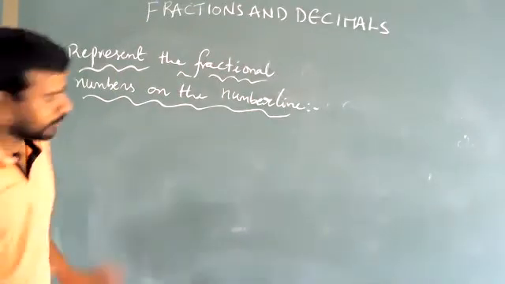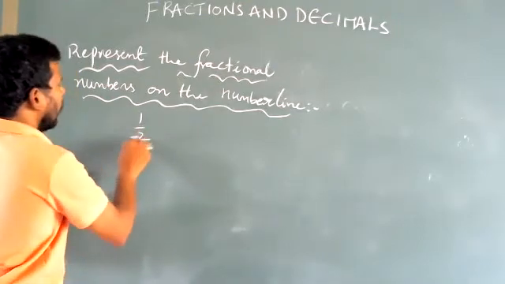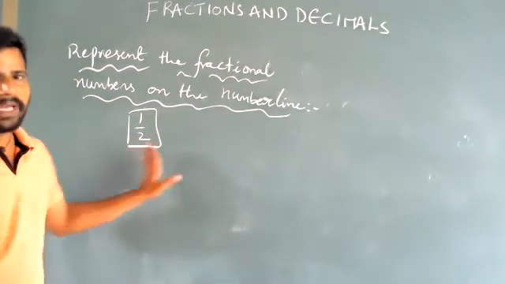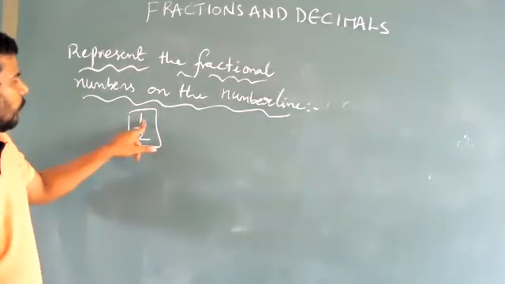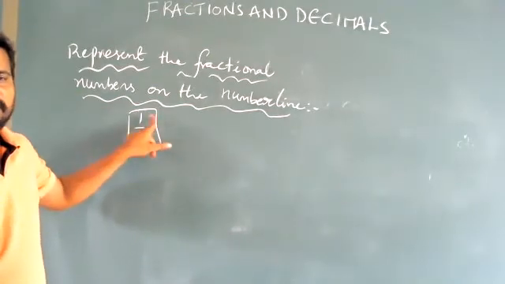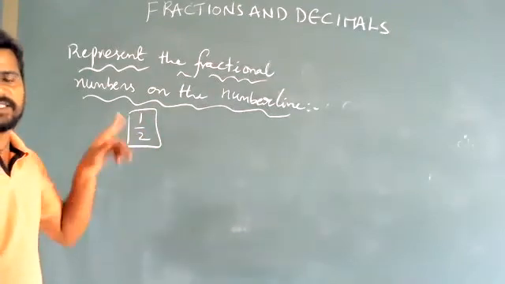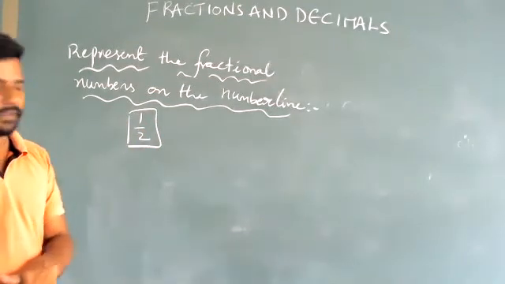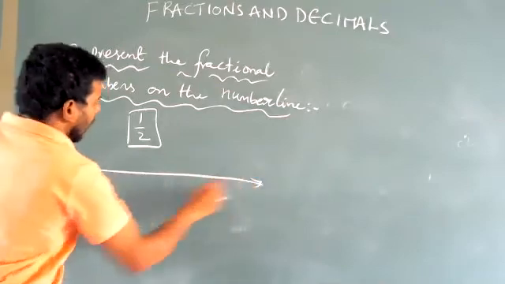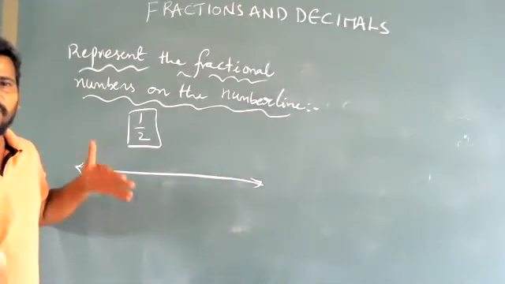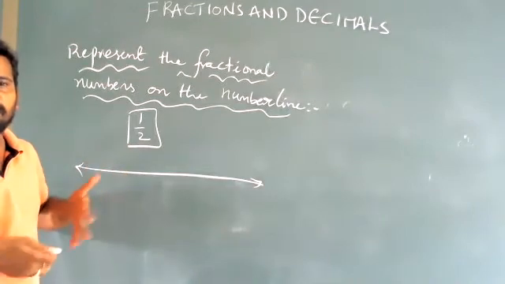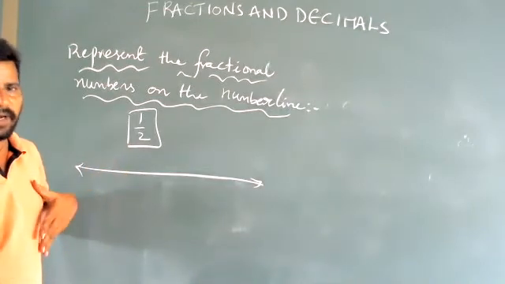For example, I take 1 by 2. 1 by 2 is a fraction. Which type of fraction, children? 1 is less than 2. That means numerator is less than the denominator. So this fraction is a proper fraction. So take a number line. Already you've done in previous classes how to represent the whole numbers and the natural numbers on the number line.